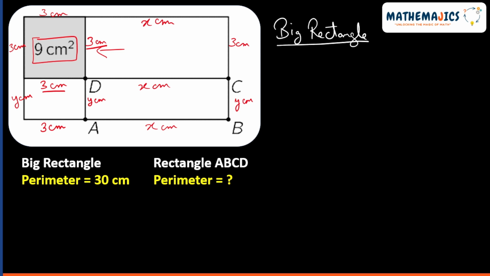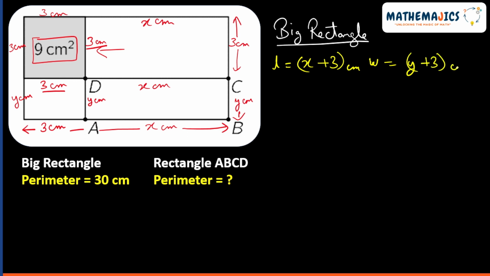What is this big rectangle? The big rectangle is the outermost rectangle that we are talking about. So what will be the length of this big rectangle and what will be the width? Let's talk about length and width. The length, as I can see, is this 3 and this x centimeter. That means length will be x plus 3 centimeter. Similarly, what is width? Width, as I can see in the figure, includes this 3 centimeter and this y centimeter. That means width will be y plus 3 centimeter.